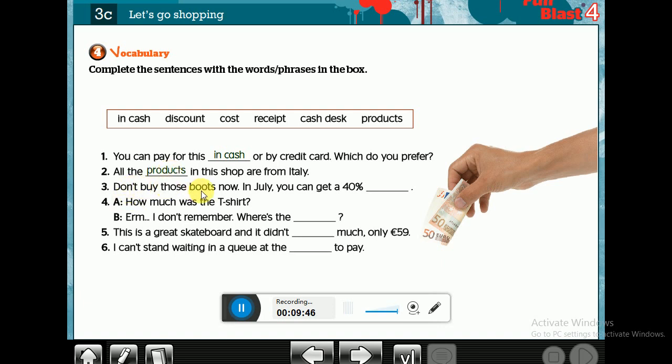Don't buy those boots now. In July, you can get a 40% discount. How much was that shirt? I don't remember. So he didn't remember the cost. So he didn't remember what it cost, so he has to look at the receipt. Very good. This is a great skateboard and it didn't cost much. We have to put a verb. The verb is cost. Number 6. I can't stand waiting in a queue at the, of course, we have to wait in the place. The place, the cash desk.